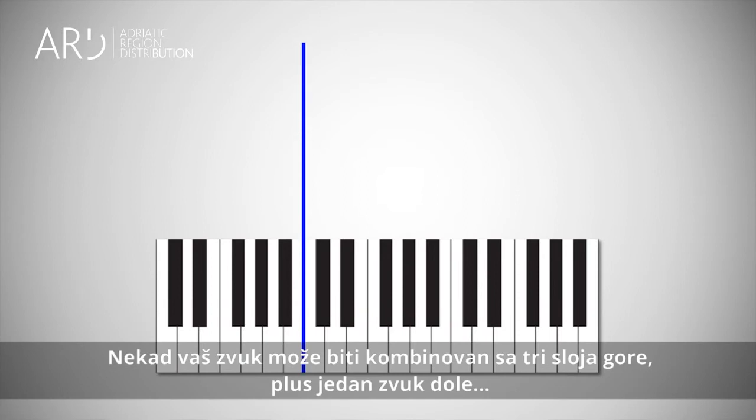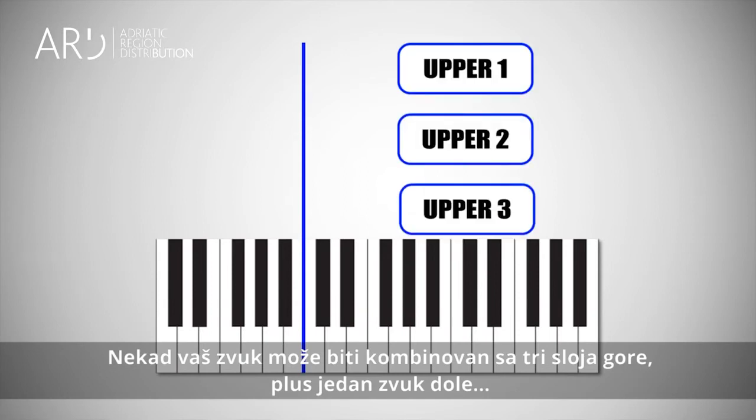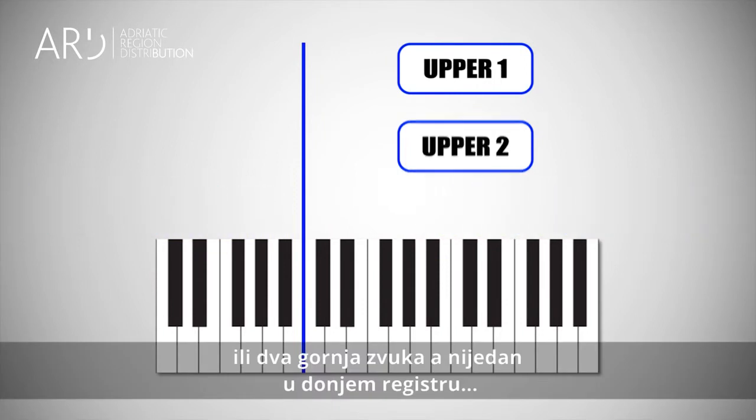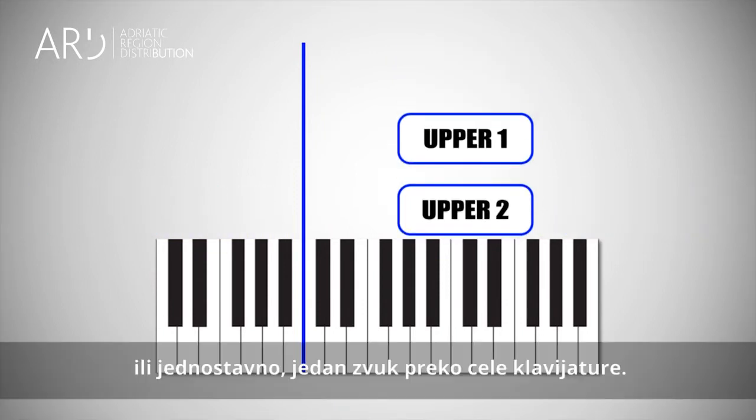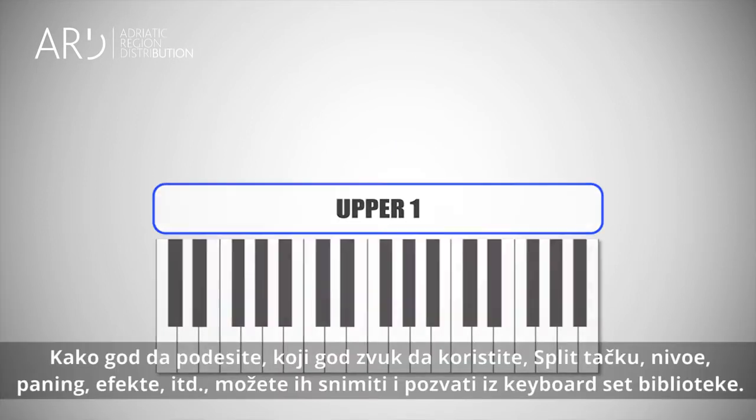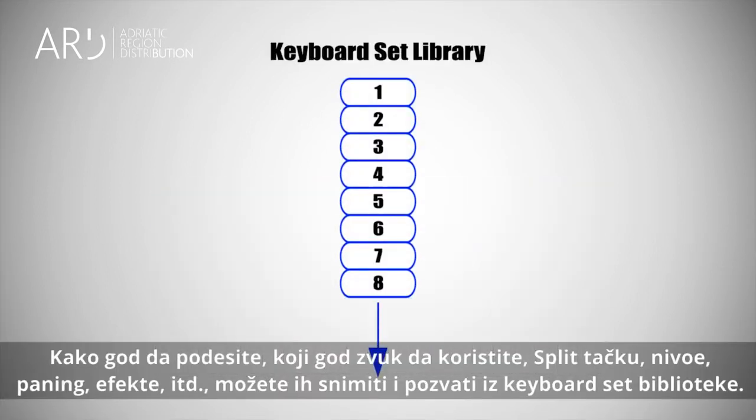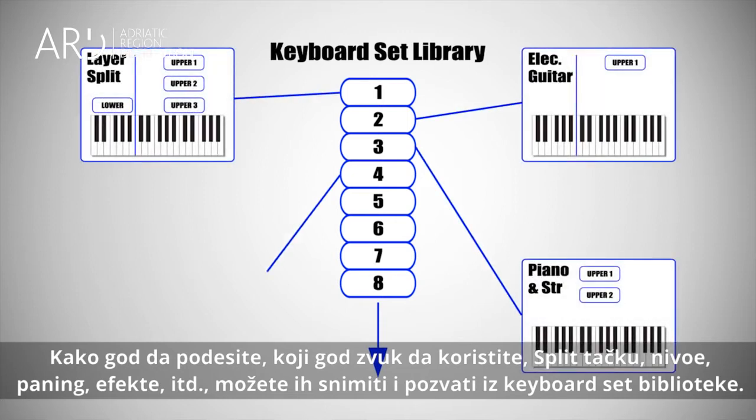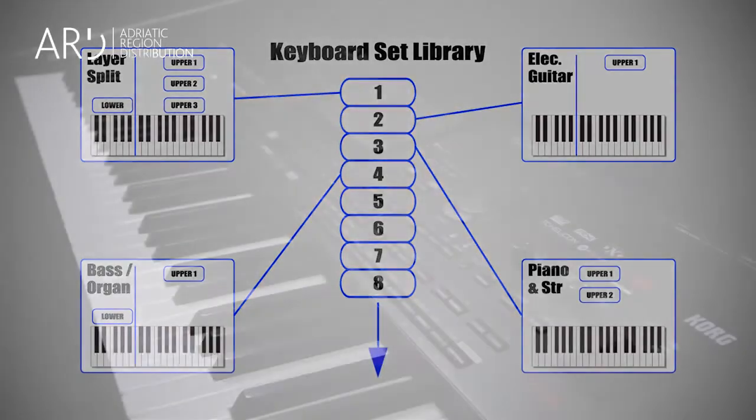Sometimes your keyboard set might be a layer of 3 sounds on the top, plus a sound in the lower, or 2 sounds in the upper, no sound in the lower, or simply 1 sound across the whole keyboard. However you set it up, what sounds you are using, the split point, the levels, panning, effects, etc., it can be saved and recalled from the keyboard set library.